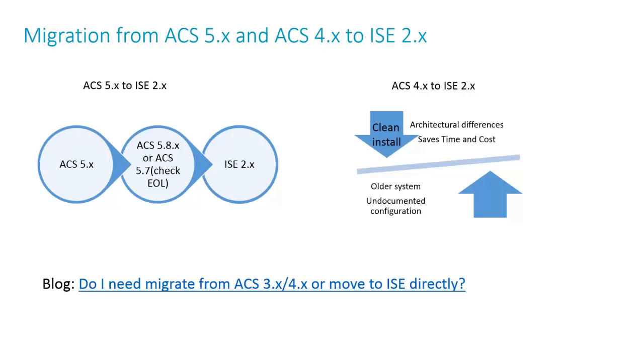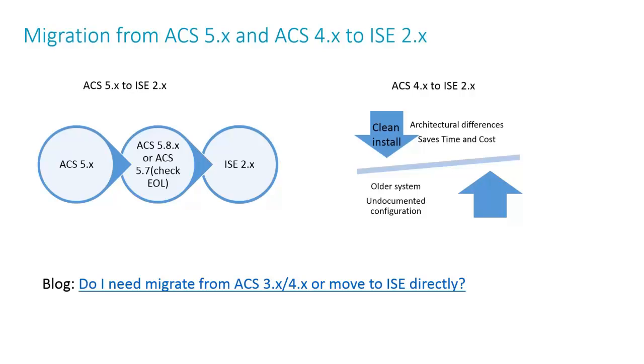So the advantages of time savings and cost outweigh other concerns, such as the system being older, having undocumented configuration, or not being touched for a long time. You can also take snapshots of the ACS UI and use them to configure ISE from scratch. So a clean install is the best path going forward if you're going from ACS 4X to ISE 2X.